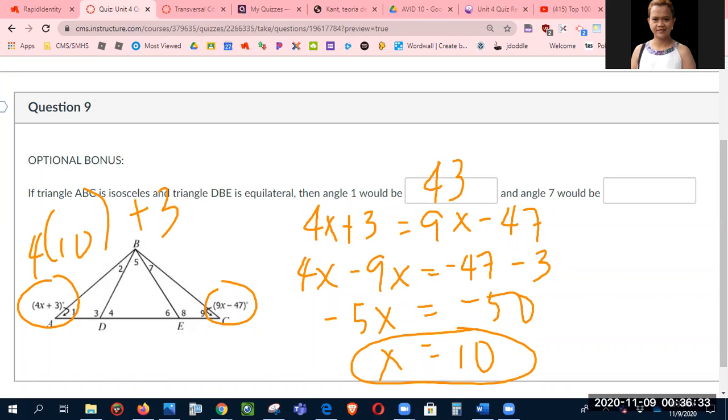And angle 7 will become... if this is 60, that's 60, and that's 60, and this is 120. So 120 plus 43 is 163. Subtract it from 180 and you get 17. So this small part here is 17. So angle 7 is 17. I'm pretty sure.